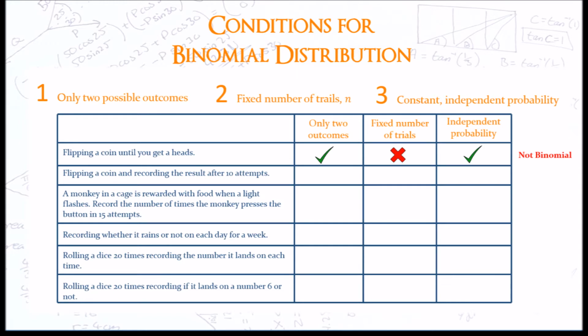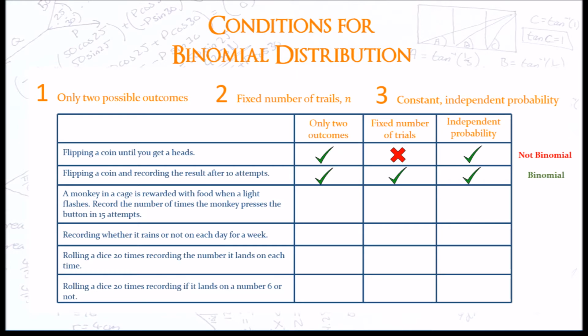On the second example, it says flipping a coin and recording the result after 10 attempts. Now this is binomial. Just like before, it's only two possible outcomes, constant independent probability, but now we have a fixed number of trials. It's specifically stating 10 attempts. So this would follow a binomial distribution.